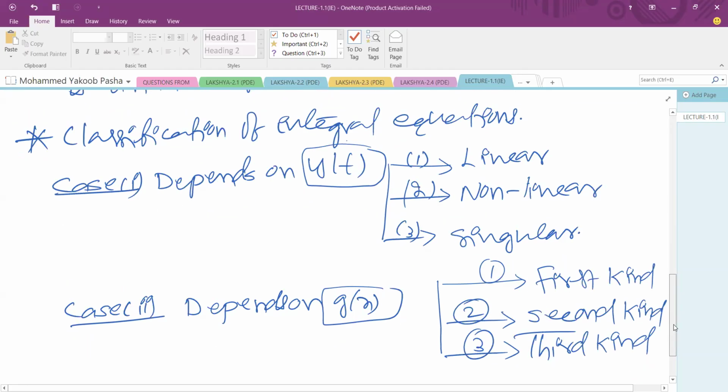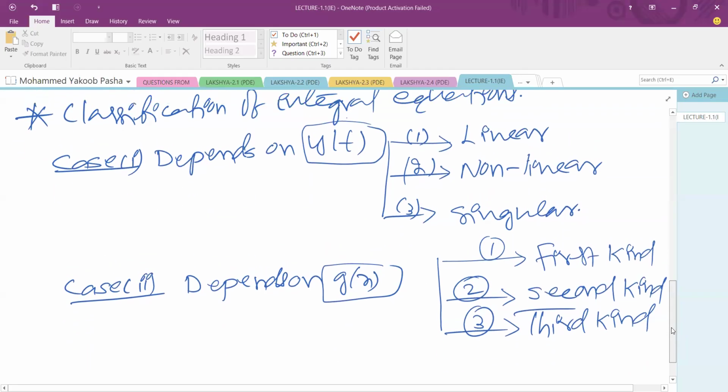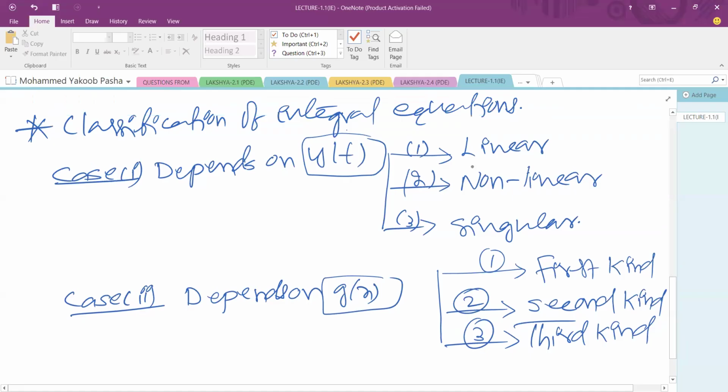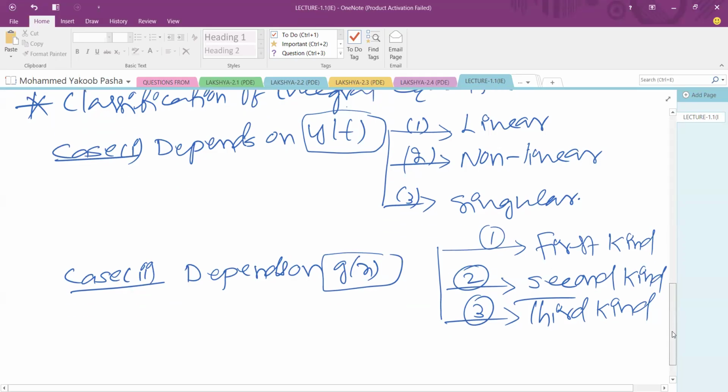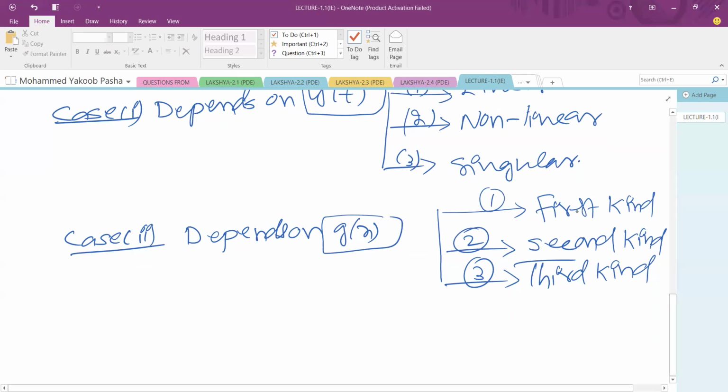First, depends on y of t, integral equations are classified into three types: linear, non-linear, and singular. Similarly, depends on g of x, the integral equations are classified into three types: first kind integral equations, second kind integral equations, and third kind integral equations.